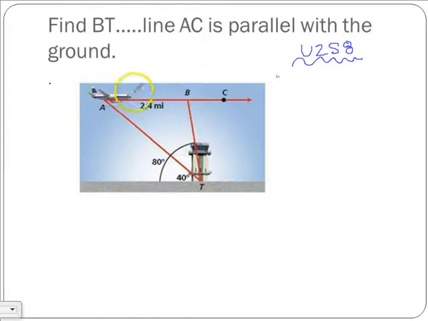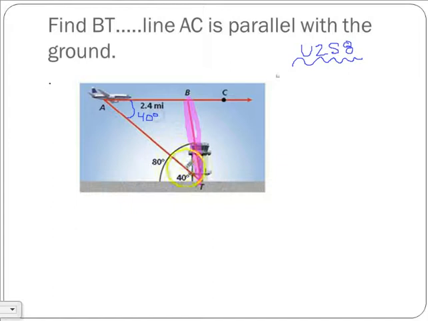The problem says find BT. So we need to find the length of this side BT that I just highlighted in purple. We're told that side AC is parallel with the ground. Alrighty, so we have a set of alternate interior angles and a set of alternate exterior angles because we have a set of parallel lines and a transversal that created some angles. So we know if this angle here is 40 degrees, this one must also be 40 degrees.